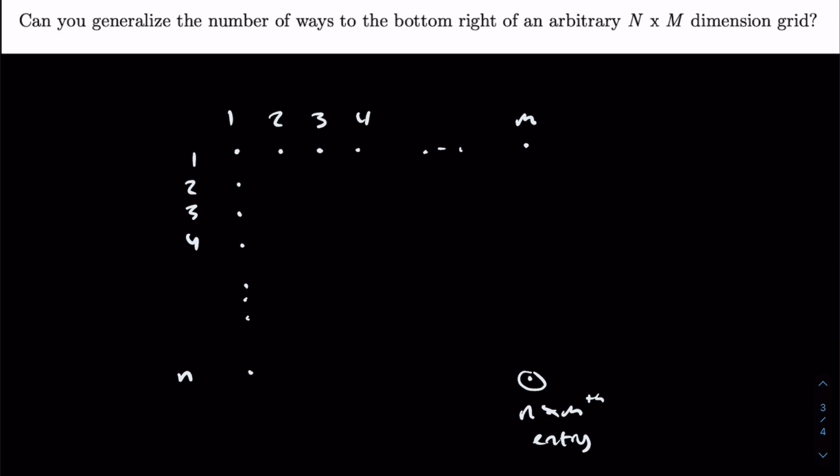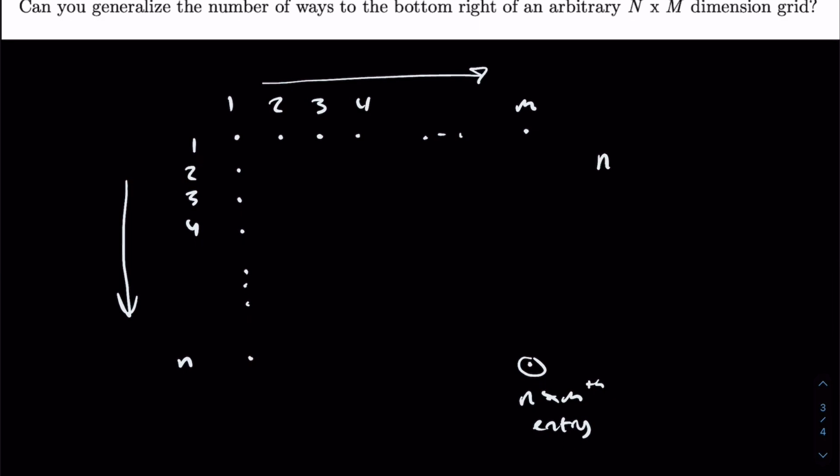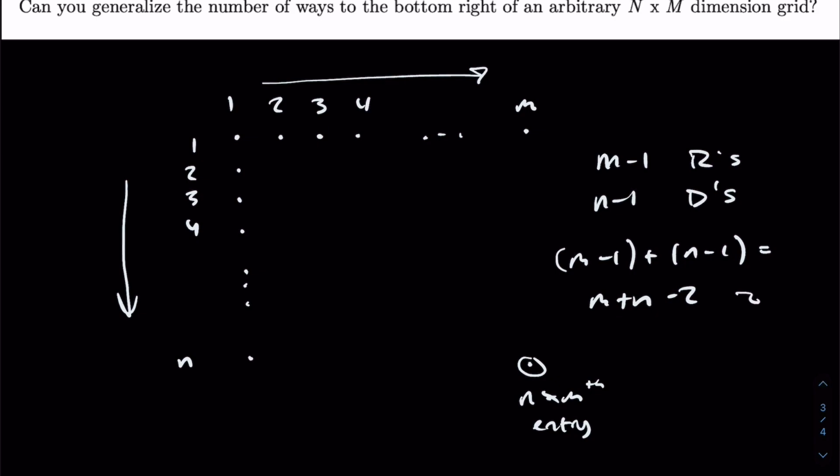So we can start by using a similar approach to the above problem, which is counting the number of ways that we can move right and the number of ways that we can move down. Because this game is one indexed, meaning that we start at the first row in the first column, there are m minus 1 valid moves to the right, so m minus 1 R's, and n minus 1 downward movements, giving us a total of m minus 1 plus n minus 1 equals m plus n minus 2 total moves.